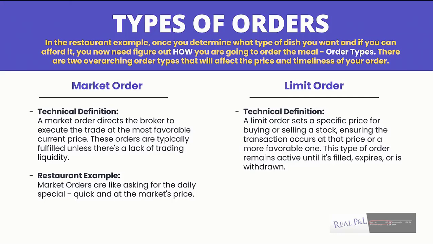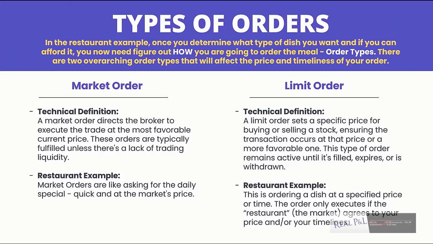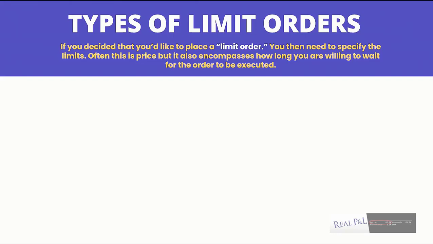This type of order remains active until it's filled, expires, or is withdrawn. At a restaurant, this is like ordering a dish at a specific price or time. The order only executes if the restaurant, the market, agrees to your price and to your timeliness. Now, there's types of limit orders.